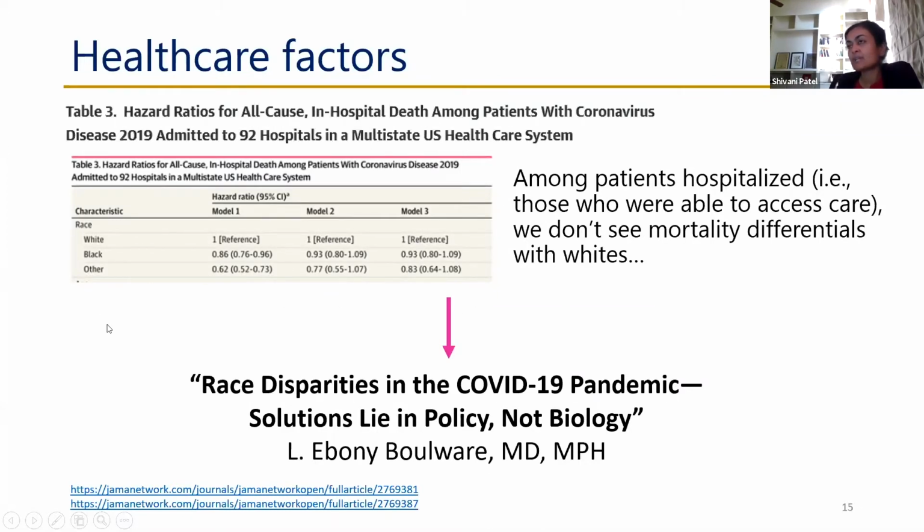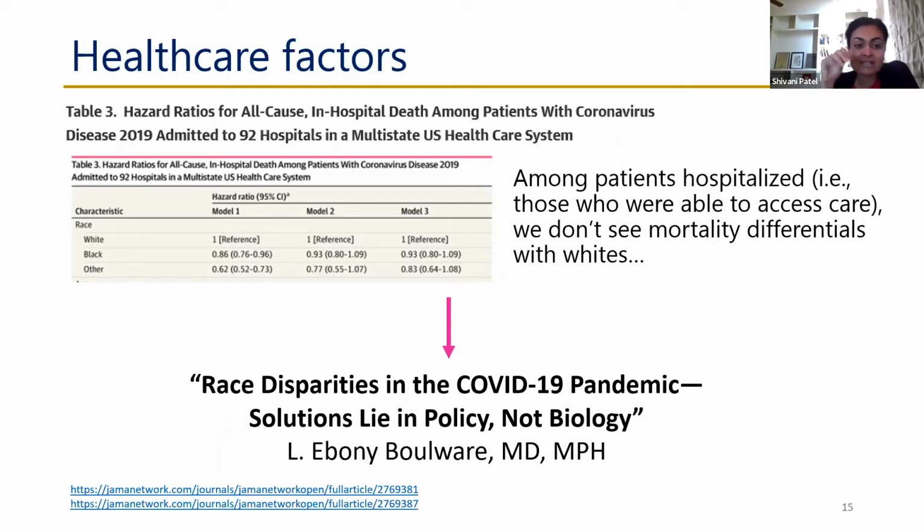And what I think is interesting is the interpretation by Dr. Boulware, who suggests that it's really telling us that the solutions lie in policy, but not biology. It's not something about the biology of Black people that is leading to excess risk, but it is precisely access to healthcare, because once we select on healthcare, we make everyone even on healthcare, then we don't see this excess risk.